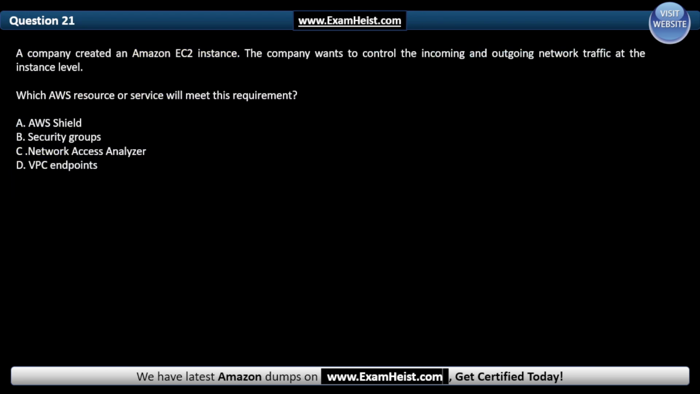Question 21. A company created an Amazon EC2 instance. The company wants to control the incoming and outgoing network traffic at the instance level. Which AWS resource or service will meet this requirement? The correct answer is B. Security groups.